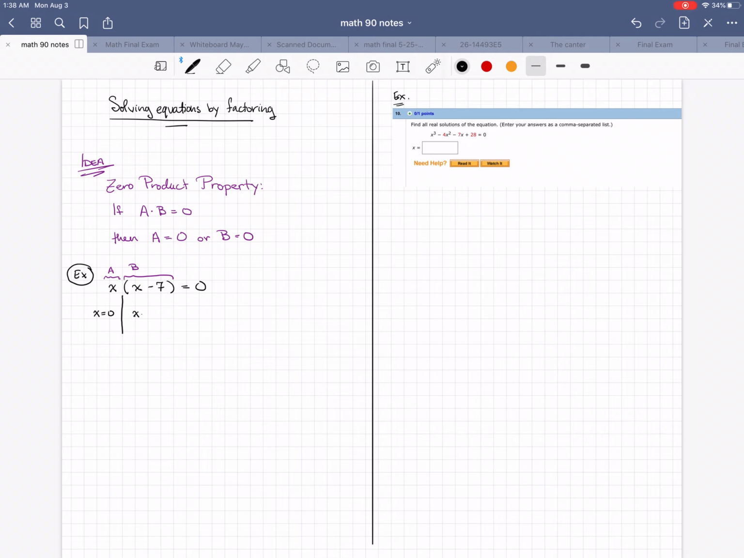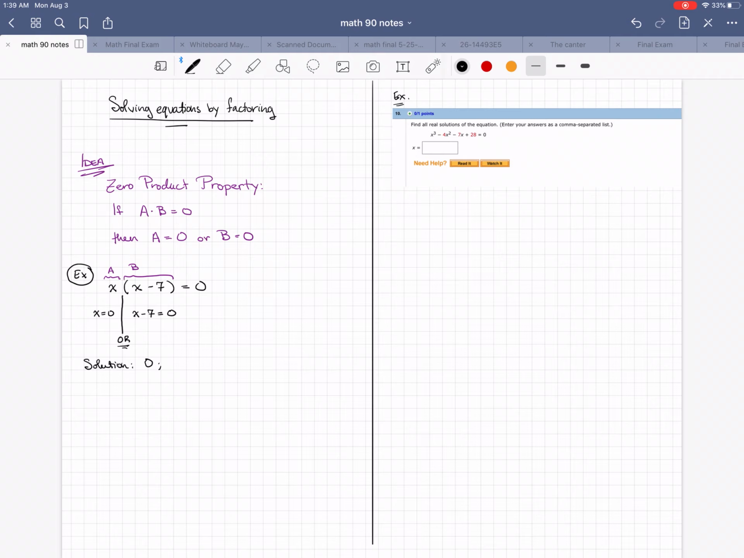So we set both of them to 0, and if you want, you can write the word "or" between them, and you see clearly, well, x is equal to 0 if the value of x is 0, so that gives us the first solution. And then x minus 7 is 0. So here, if you want, you could use the additive property of equality, right? So get x by itself.